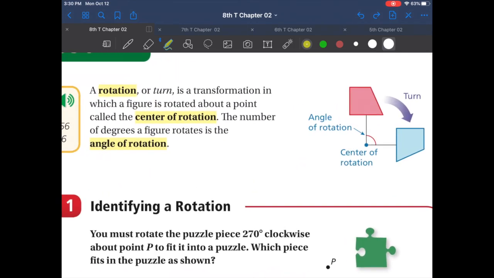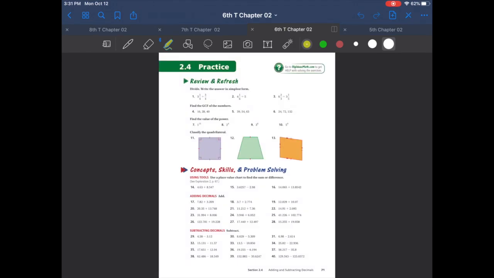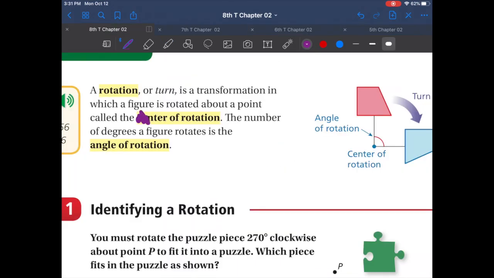So a rotation. A rotation is a turn, just like the tires rotate on a car and the wheels rotate on a bicycle and things like that. It is a rotation. It is a turn. Rotation is also a type of transformation. So it's rotated around a specific point. The point that it is rotated around is called the center of rotation. So when it rotates around a specific point, like that right there, that is your center of rotation.